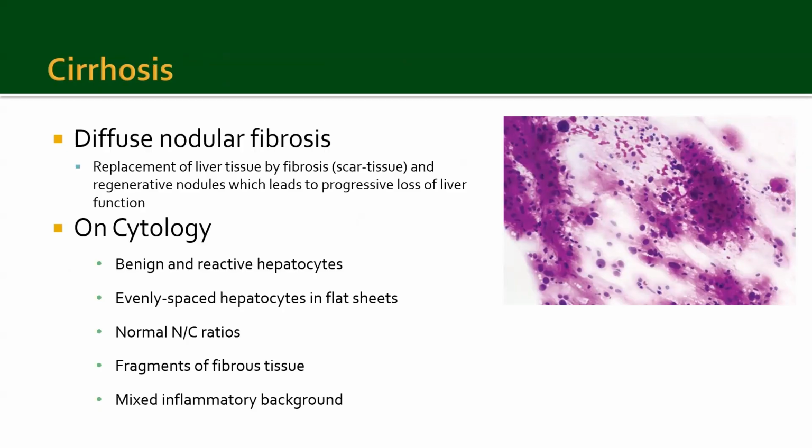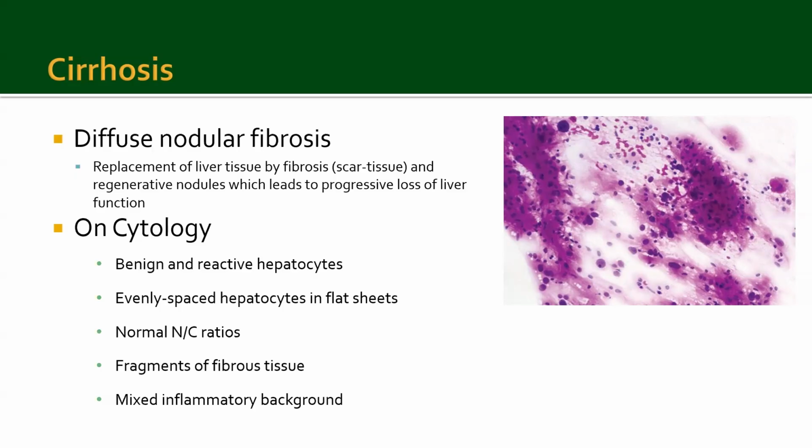Next is cirrhosis. This is also called diffuse nodular fibrosis, and this is the replacement of liver tissue by fibrosis, AKA scar tissue, and regenerative nodules, which lead to progressive loss of liver function over time. This is something that they wouldn't typically send for cytology, but if a patient happens to have a cirrhotic liver and then they need a biopsy for something else, you might see cirrhotic changes.